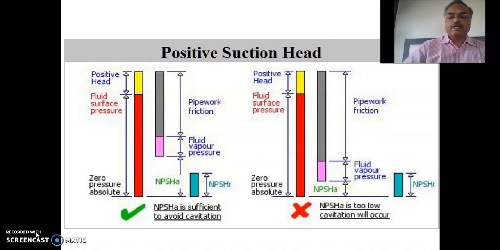Welcome again to the sixth part. Last time we were on this slide, and we have seen that in this case the required NPSH is lesser than the available NPSH, and hence in this particular setup there is no problem of cavitation. We can avoid the problem of cavitation.